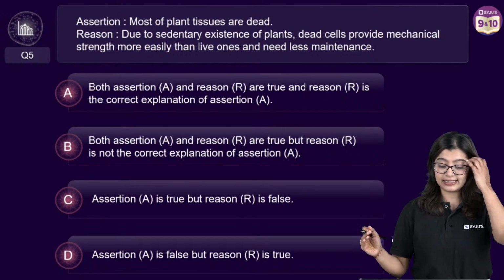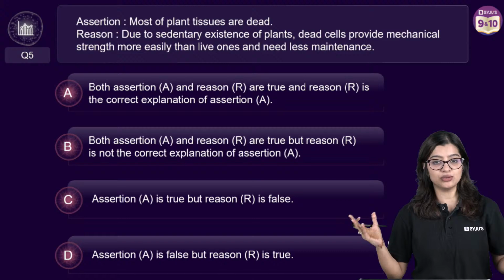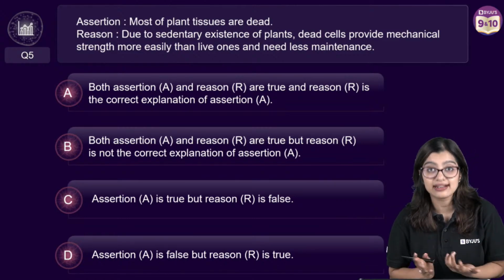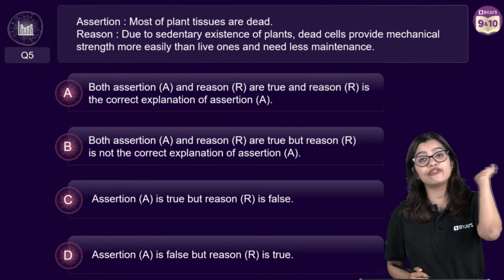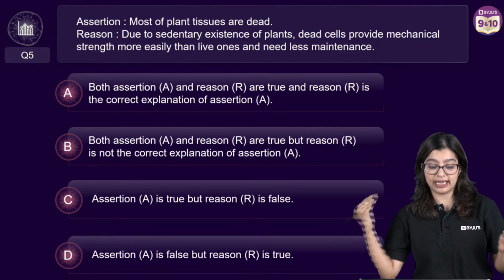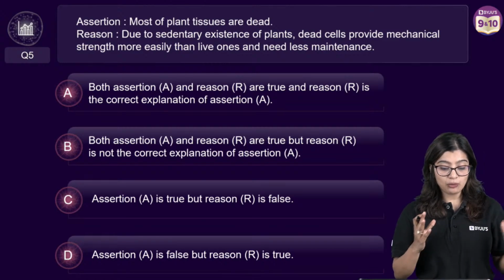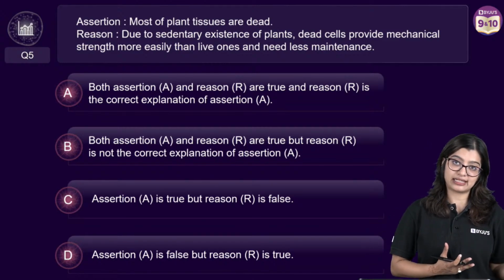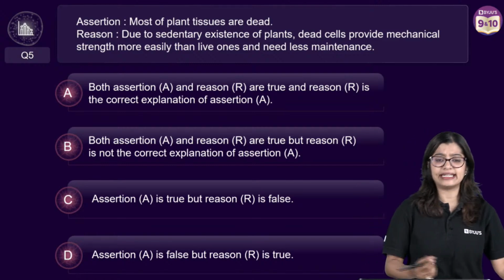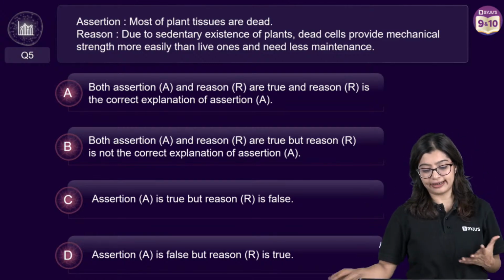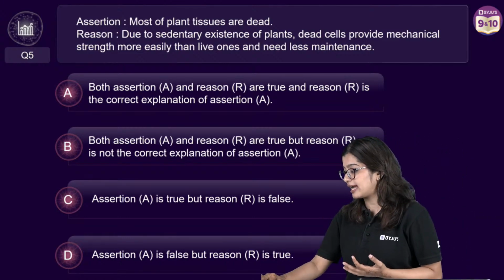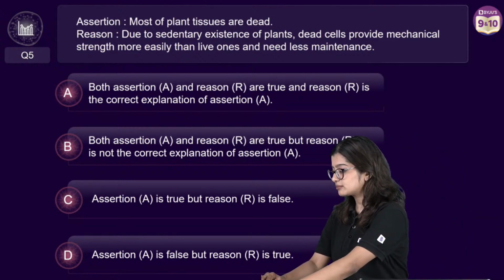Assertion statement says that most plant tissues are dead. Reason being that due to sedentary existence, that means they are found fixed at one point, plants require dead cells that provide mechanical strength. They have more dead cells that give them mechanical strength, when compared to living cells that need more maintenance, while dead cells require less maintenance. So in this particular case, what would be the answer?